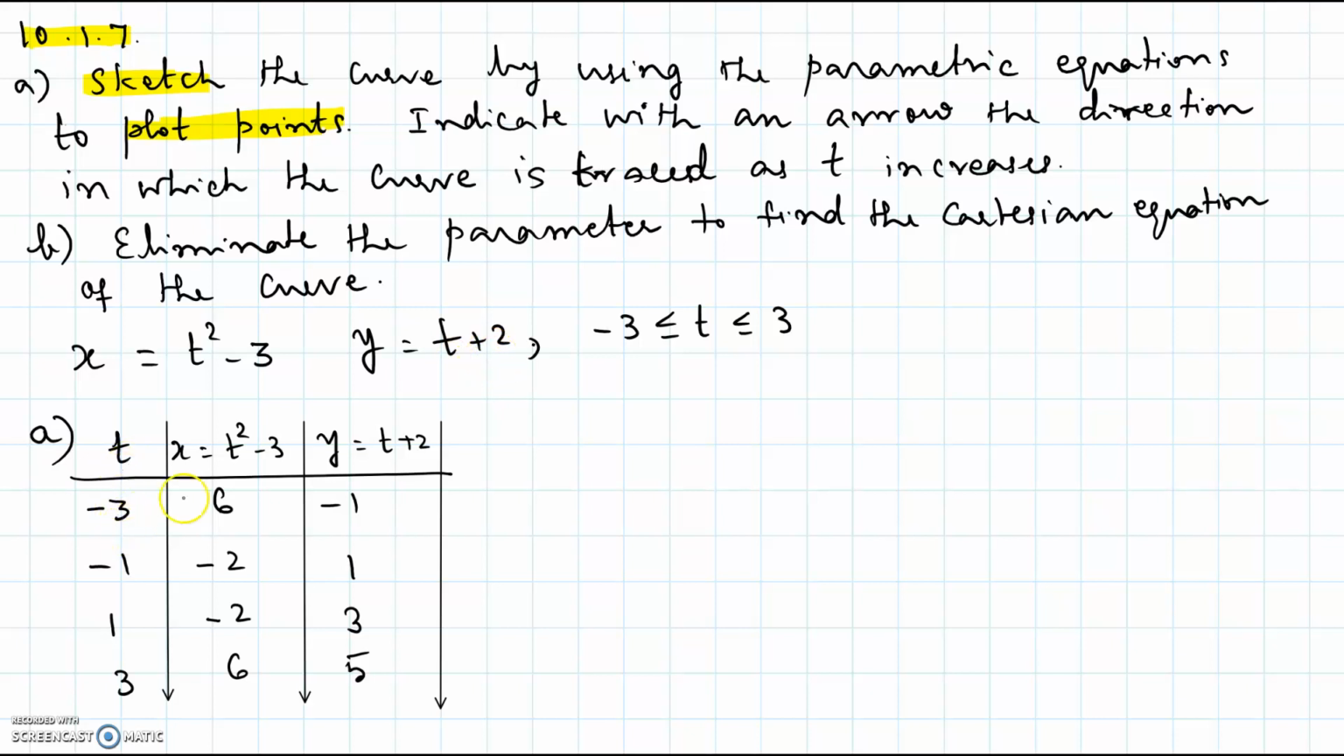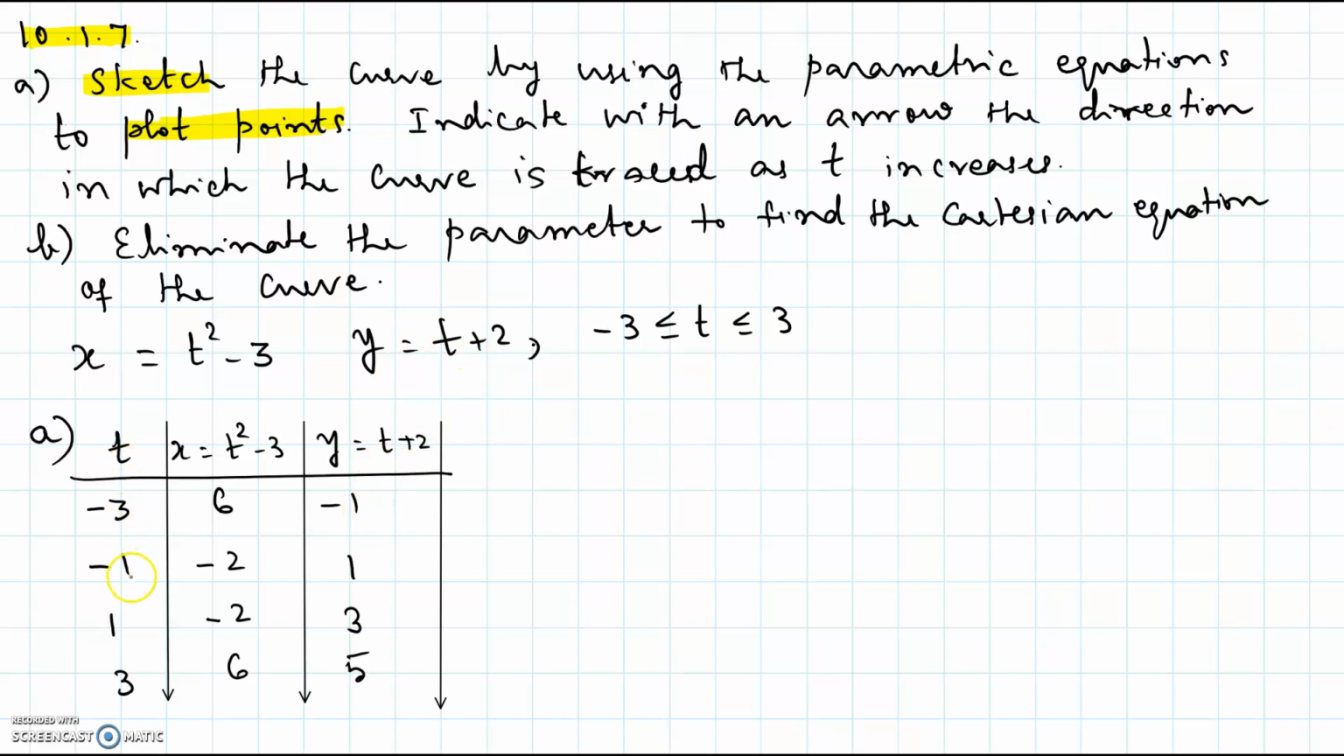So in the table, we'll start off with the value t equal to negative 3 and end with t equal to 3. In between, we can choose values between negative 3 and 3. So for negative 3, substitute t equal to negative 3 into x and find the value of x, which is 6. Then if you plug in t equal to negative 3 into the relation for y equal to t plus 2, you get y equal to negative 1.